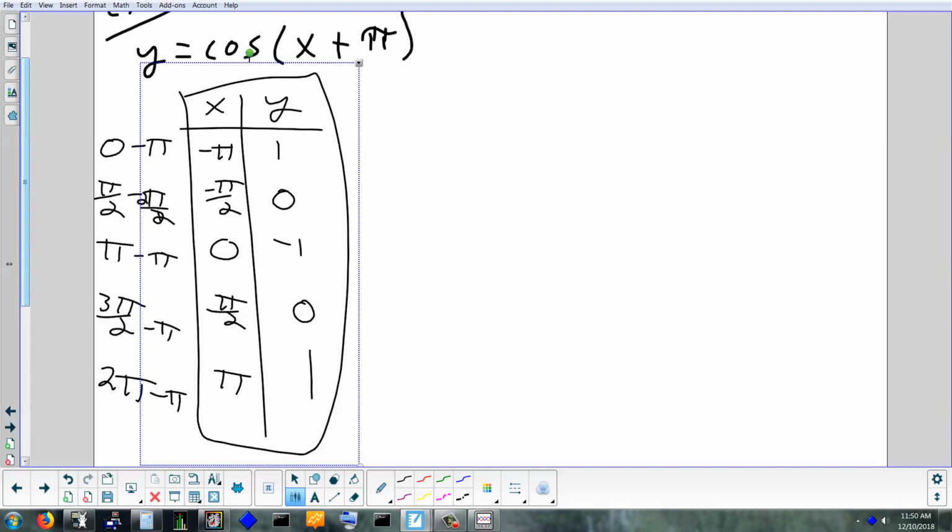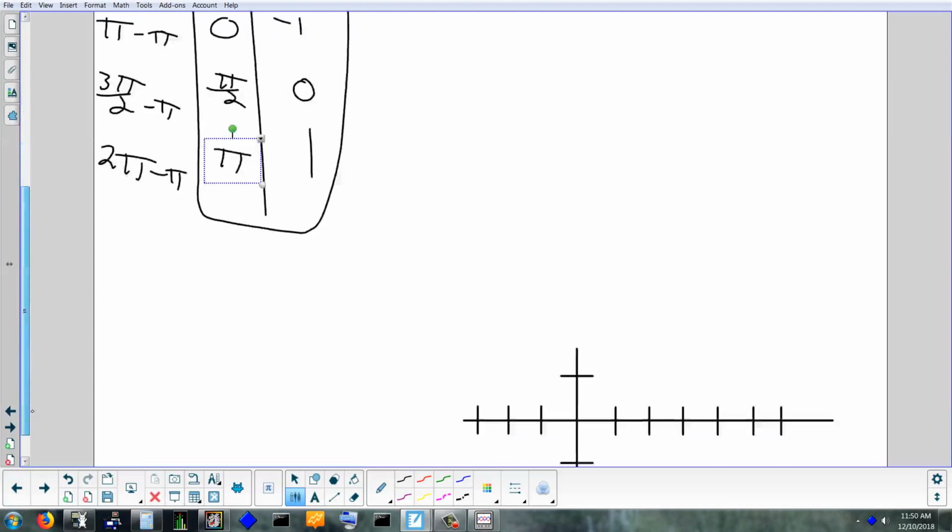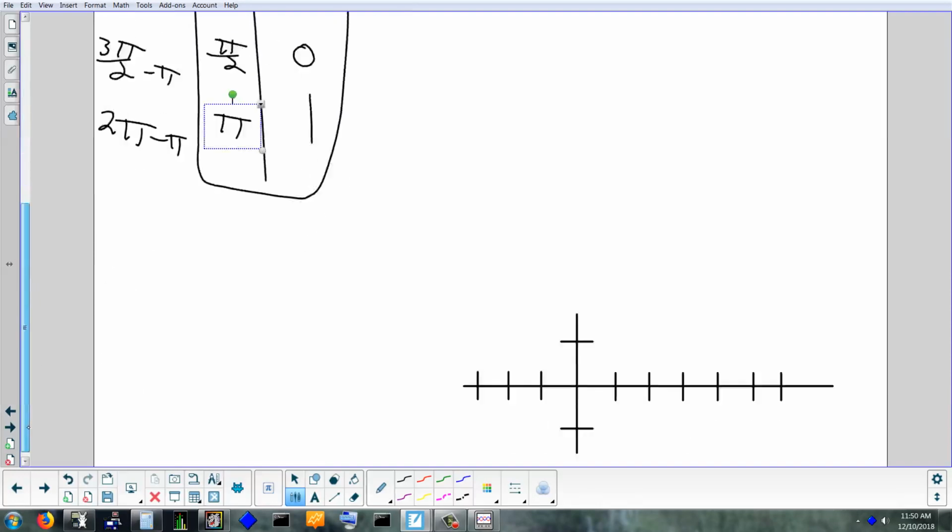That's negative 2 pi over 2, negative 1 pi over 2, 0 pi over 2, 1 pi over 2, 2 pi over 2. The next one would be 3 pi over 2, 4 pi over 2, 5 pi over 2. Just keeps going like that. Okay, that's my table. Now let's make our sketch.